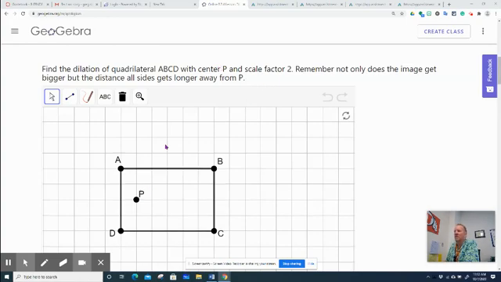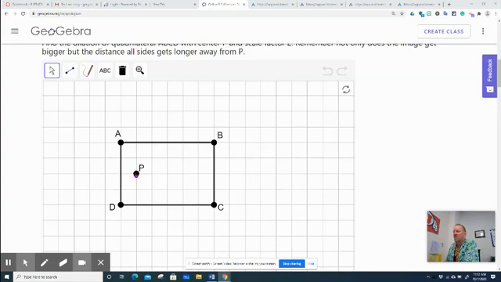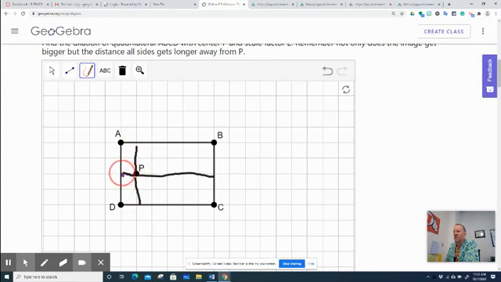So the first thing I'm going to do is look at this image and say, okay, this is where I'm dilating from. I'm going to use this line and this line to help me determine where I'm going to create my square. If I look at segment AD, it is exactly one line away from P. So what do I do with P then? Instead of 1, because it's a scale factor of 2, I'm going to move that line to this point right here.